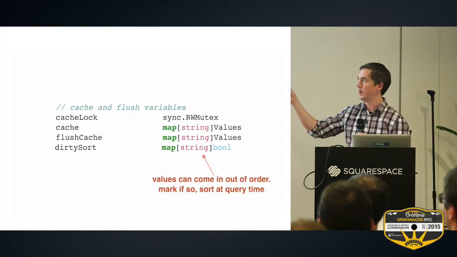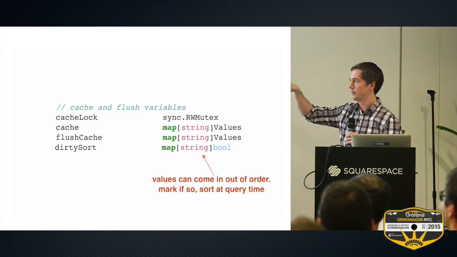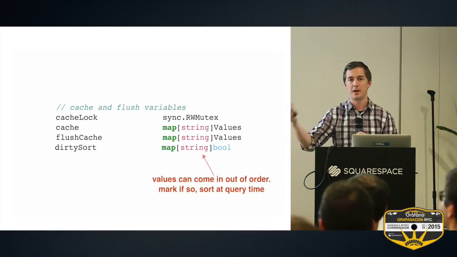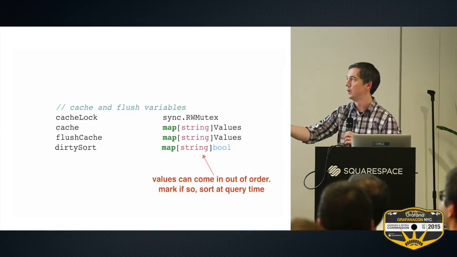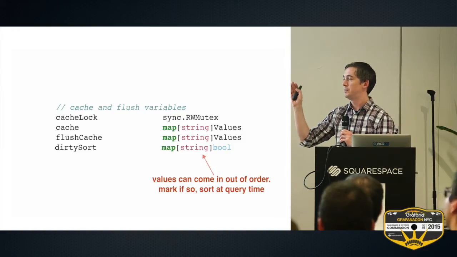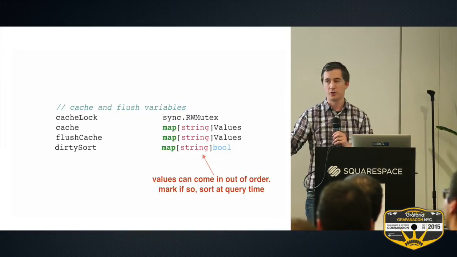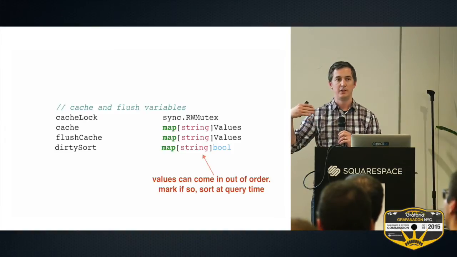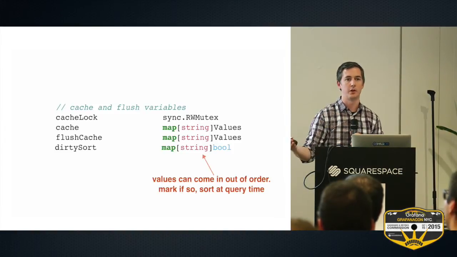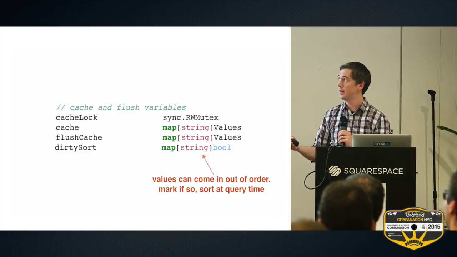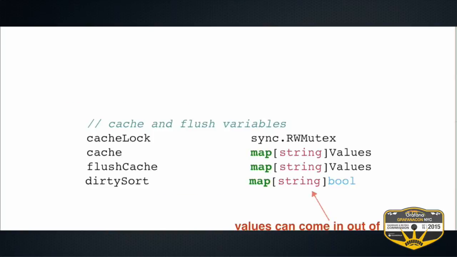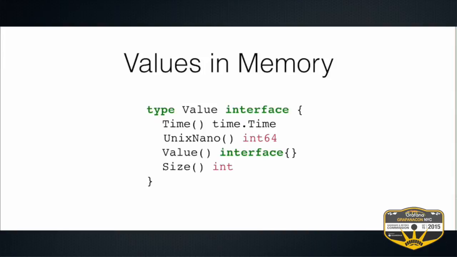And then finally, we have this dirty sort variable, because obviously it's time series data, we have to return it in order. People don't always write the data in order with InfluxDB. So this just tracks if they haven't, so that when a query comes in, we can sort it on the fly. That way, if you're writing data out of order, we don't sort it automatically every single time it's coming in.